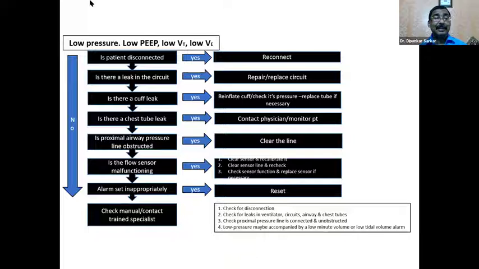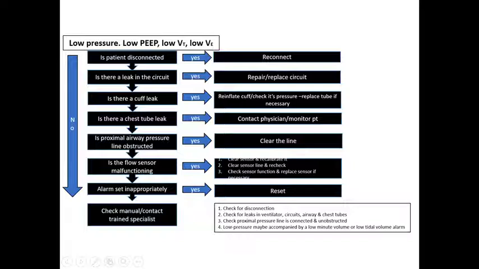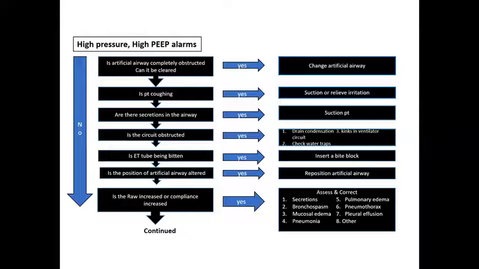If the proximal airway pressure line is obstructed, either by secretion or for some reason, or the pinch-cock effect of the bed or the machines, you just clear the line. If the flow sensor is malfunctioning, suspect it, call the facility, connect, and go about it. If the alarm is set inappropriately, reset the alarm properly.